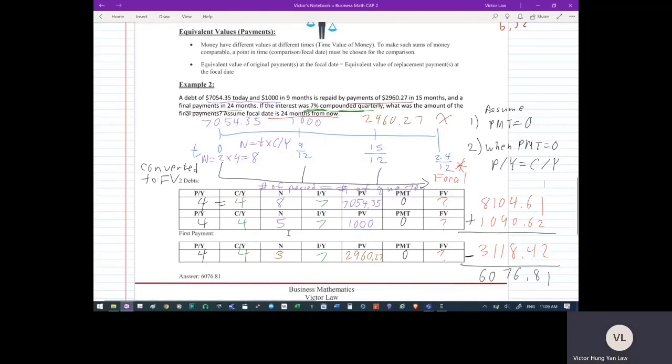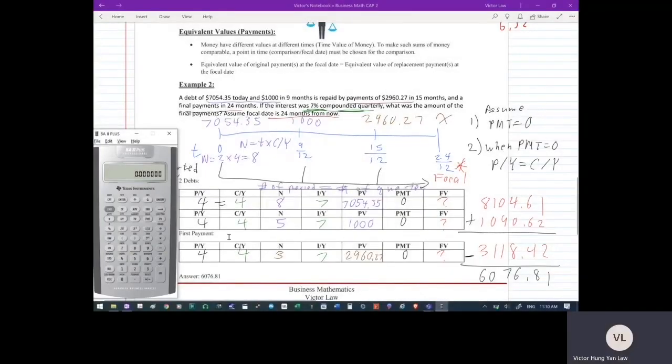We have 5 periods. And the rest of the numbers are the same: 7% for IY, 4 for CY, PMT 0 by assumption, and then PY equals CY by assumption. So that's for the second debt. And we're plugging in the same way on the financial calculator. You will see that there's a pattern. It's easy. The pattern is the same.